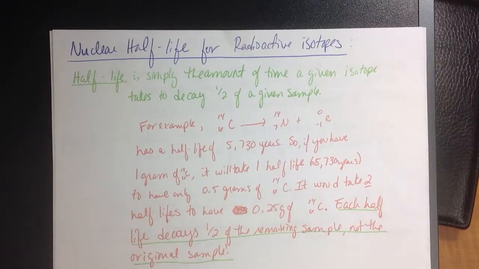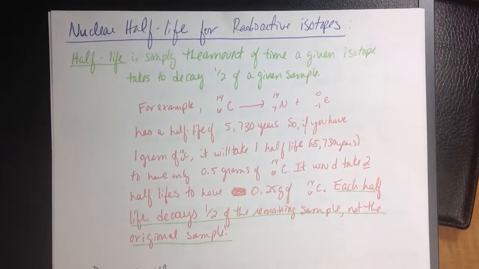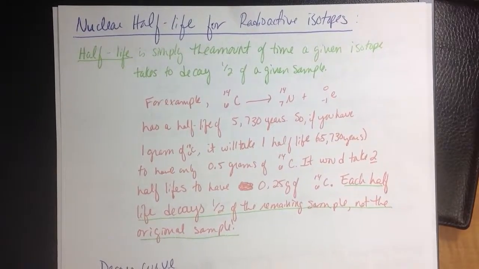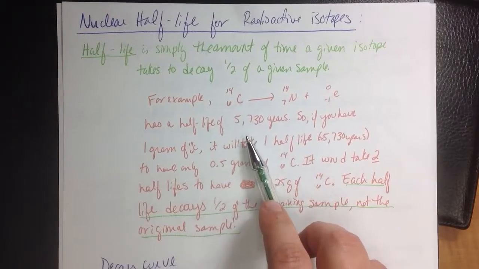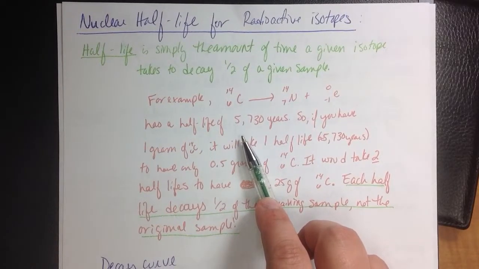Whenever you talk about nuclear or radioactive chemistry, you definitely have to talk about half-life. Radioactive isotopes don't necessarily behave the way other things behave chemically, because they decay at a rate based on their half-life. So if you have carbon-14, its half-life is 5,730 years.